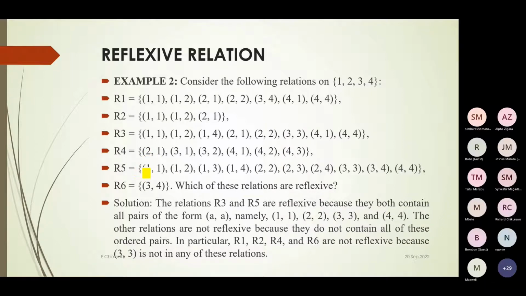Then we move on to R5. There we have got a 1, 1, we've got a 2, 2, we've got a 3, 3, and we've got a 4, 4. Therefore, R5 is a what? Is a reflexive relation. Then for R6, it's not a reflexive relation. Why? Because you do not have a what? 1 being mapped to itself, 2 mapped to itself, 3 mapped to itself, and 4 mapped to itself. So that's what I was asking you to provide. Yeah. Maybe you can move on to symmetric relations.